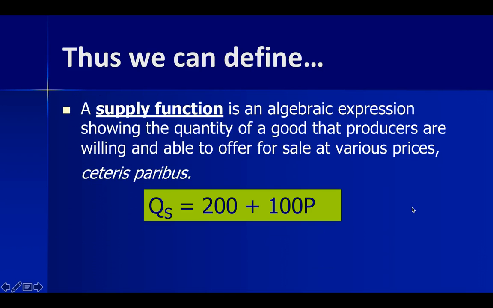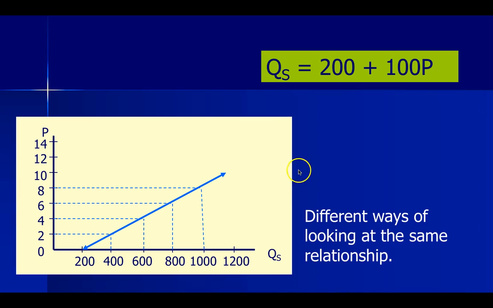Similarly, this algebraic expression shows that same relationship between price and quantity supplied. When price is $8, this group of producers would want to sell 800 plus 200, 1,000 units, and so on. So once again, these are just two different ways of looking at the same relationship between price and quantity supplied.